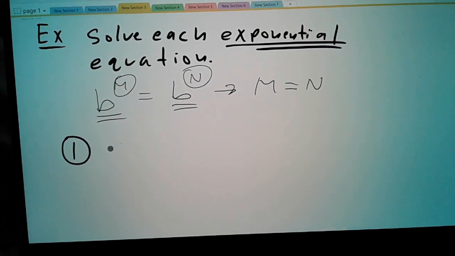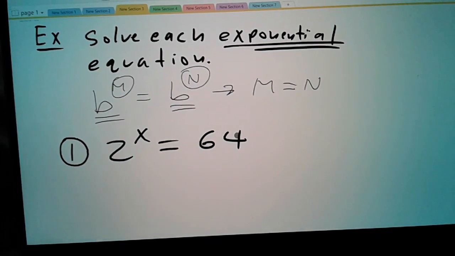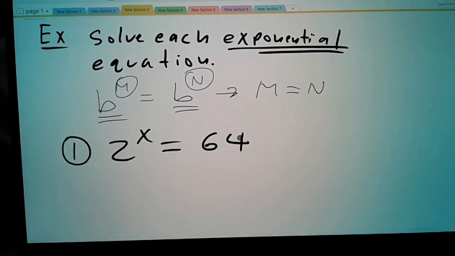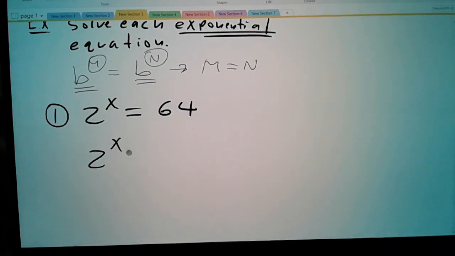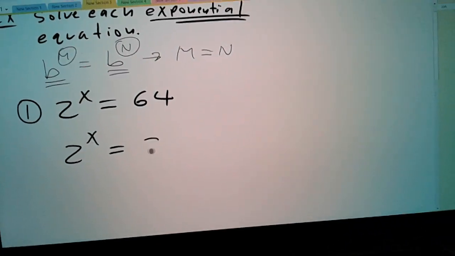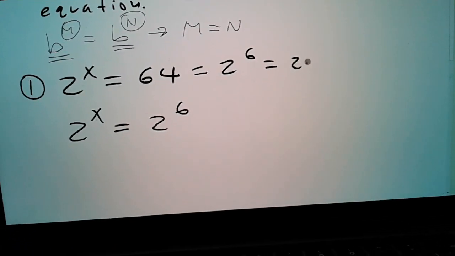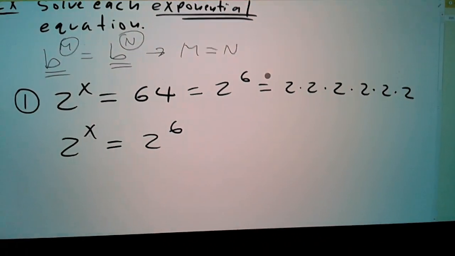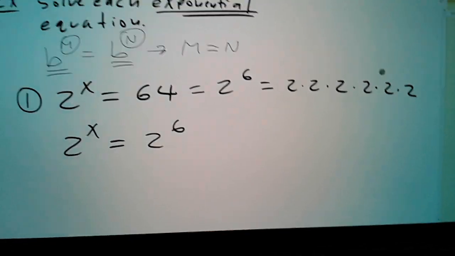So here's the problem that I raised a minute ago. What if I tell you 2 to the x equals 64? So I have to get it in a certain form. This would be 2 to the x, but I know that 64 is 2 to the 6th power. That's 2 times 2 times 2 times 2 times 2 times 2, 6 times. So it gives you 2 times 2 is 4, times 2 is 8, 16, 32, 64.